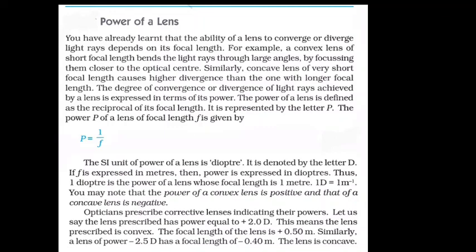Opticians prescribe corrective lenses indicating their powers. Let us say that the lens prescribed has power equal to plus 2 diopter. This means the lens prescribed is convex. The focal length of the convex lens is 0.5 meter. Similarly, a lens of power minus 2.5 diopter has a focal length of minus 0.40 meter. So, that lens is the concave lens.